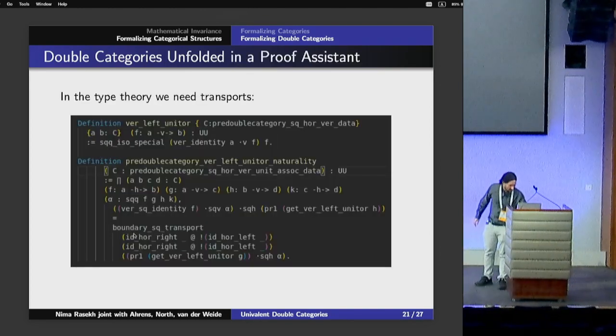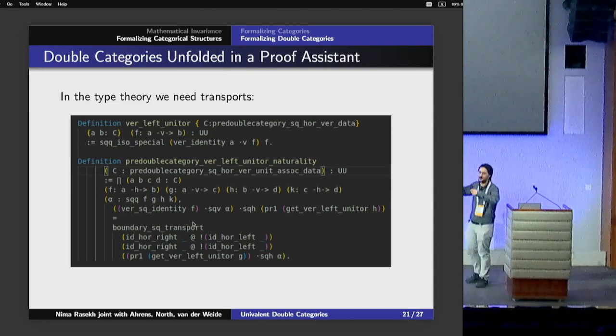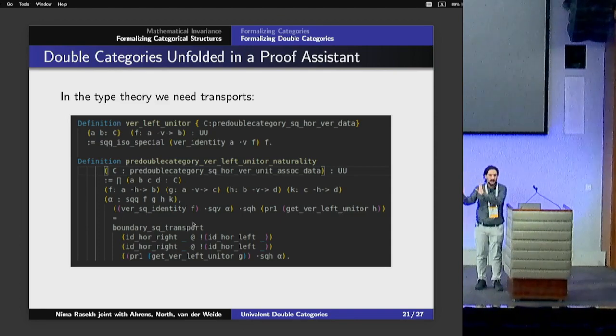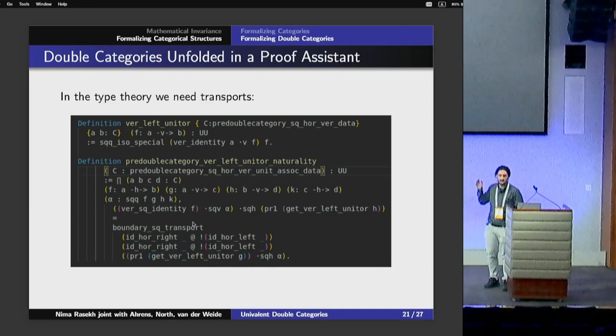For example, there's this operator here, this boundary square transport, where I have a square, and then I transport along a bunch of identities. And this is true for every single identity you have. Whenever you work with squares, you have to think about which additional identities you have to add and which transports you have to do so that the proof assistant will actually accept it as a valid identity in this setting. So it's possible, but it becomes tedious very quickly.